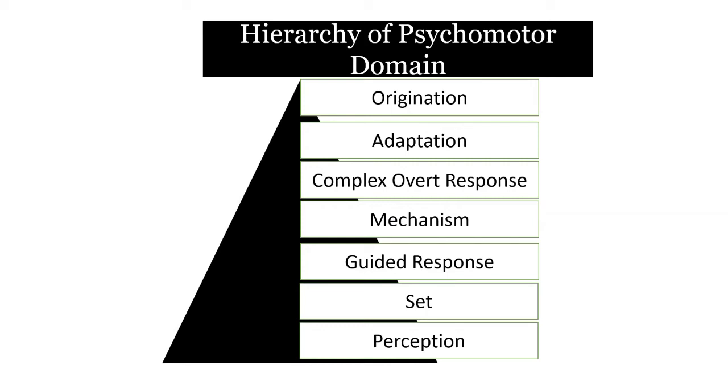Then the next one is set. What is set? Set is readiness to act. It includes mental, physical, and emotional readiness. Just like when you're starting a 100-meter race and the referee says, on your mark, set. The set is that act of readiness, mental, physical, the hormones are firing, ready to take action.